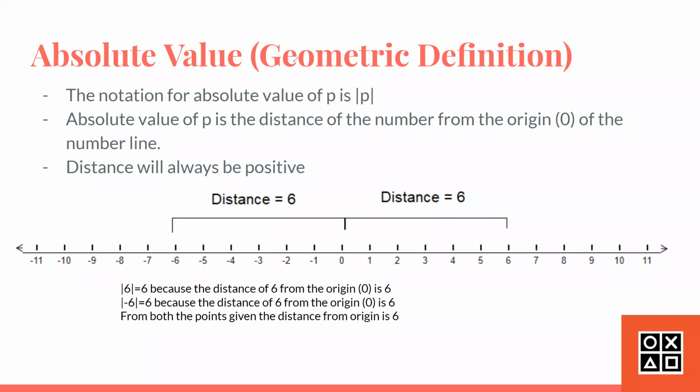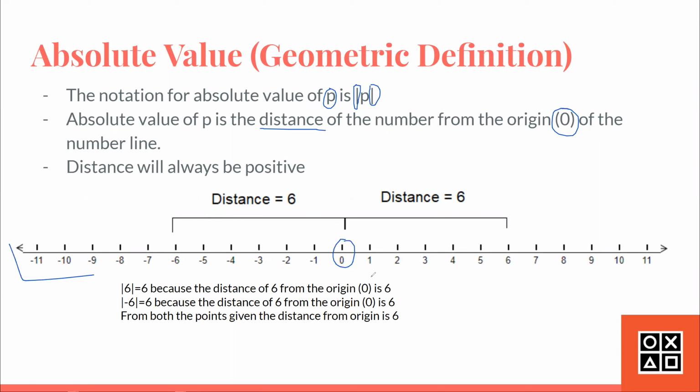Absolute value, geometric definition. The notation for absolute value of P is |P|. Absolute value of P is the distance of the number from the origin, 0, of the number line. Distance will always be positive. Here is the origin, and this is what a number line looks like.